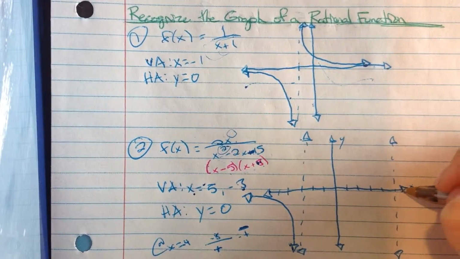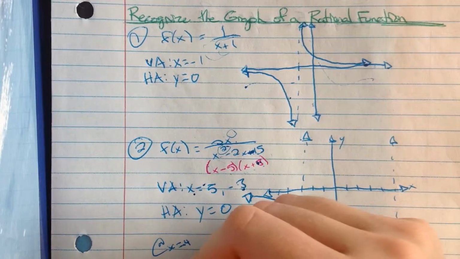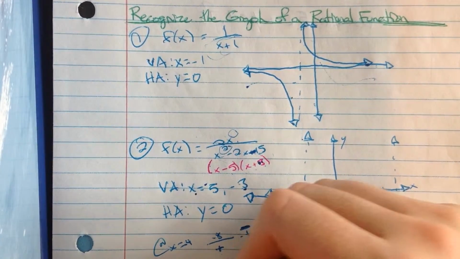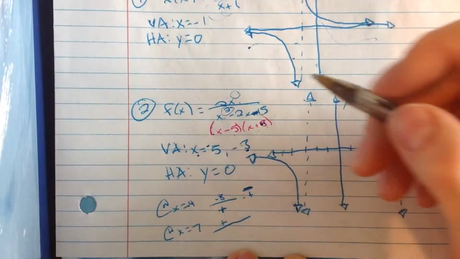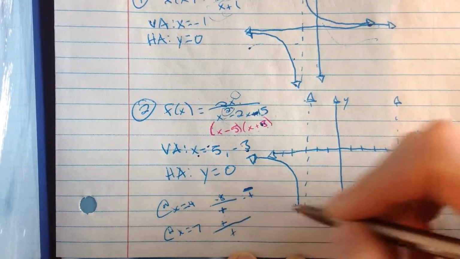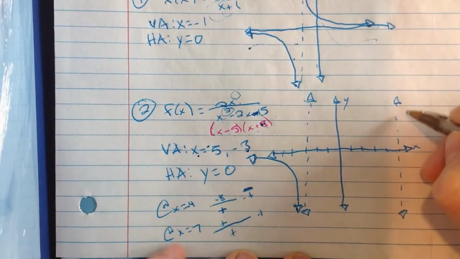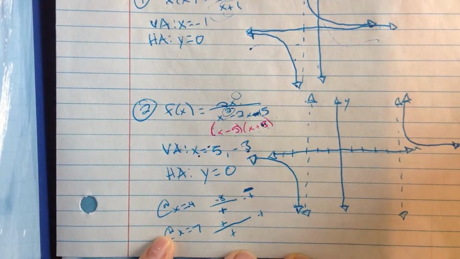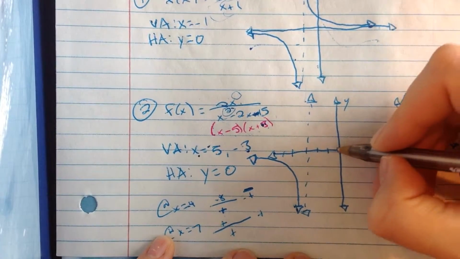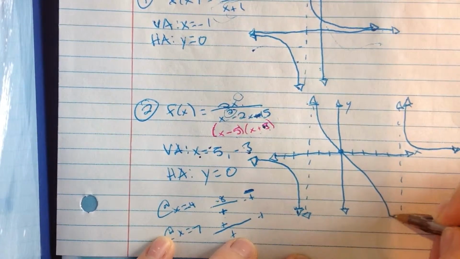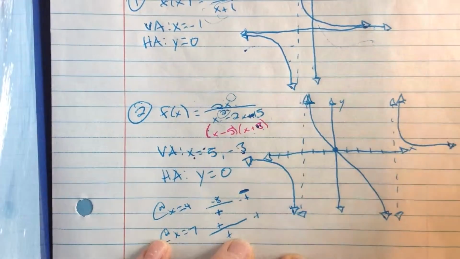If I stick something bigger than 5, say when x is equal to 7, I have a positive in the numerator. If I stick in the denominator, I also get a positive, so therefore I get a positive on this side. And actually what this function does in the middle is if we graphed points, it would look something like this.